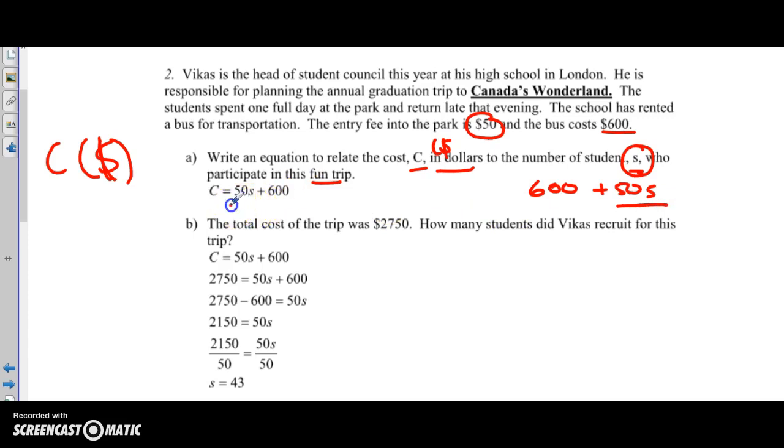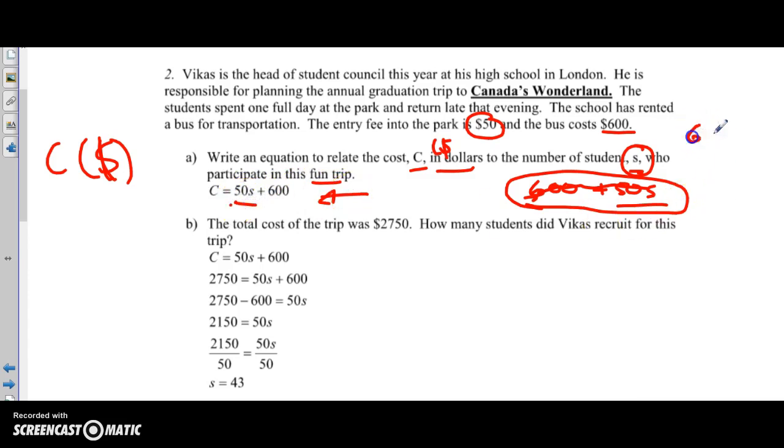So now I have 600 plus 50 times S. Now, there's nothing wrong with writing it like this, okay? The answer that you're given is 50S plus 600. The one thing is, over time, as you move forward into this course and next year, and you keep going with your studies, you'll notice that usually we like to put the variable first.